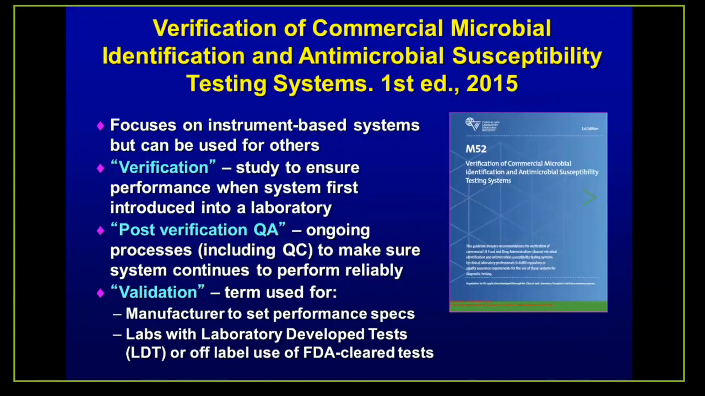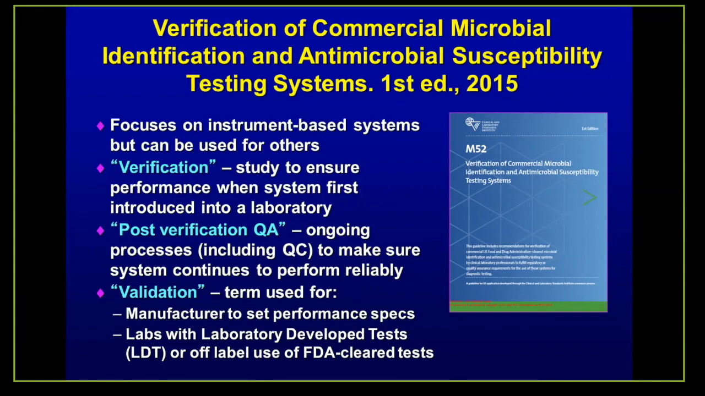Most of what we're going to be talking about today comes from a new document from CLSI that was published last year. It is titled Verification of Commercial Microbial Identification and Antimicrobial Susceptibility Test Systems. This document is going to focus on instrument-based systems that we use for identification and susceptibility testing in the laboratory, but it can be used for other systems also.